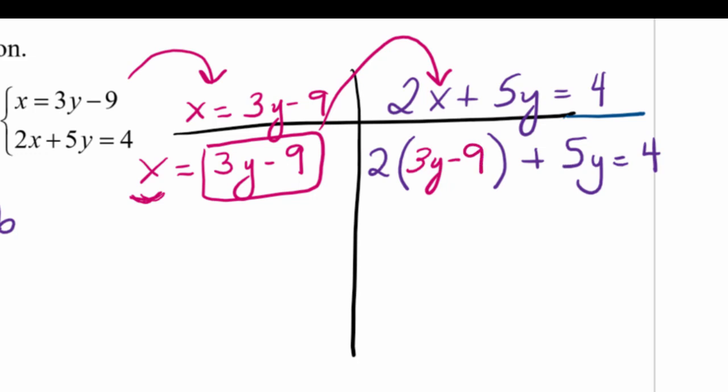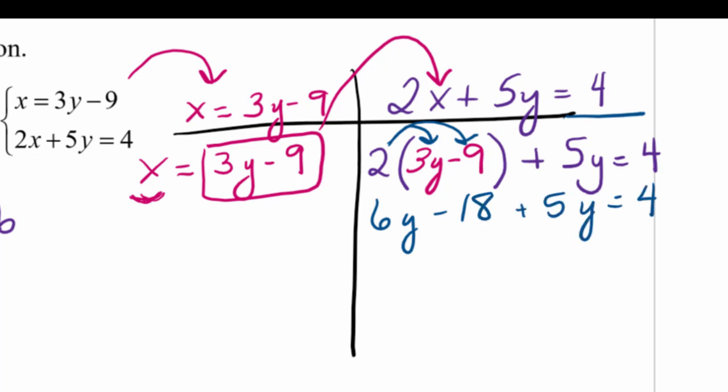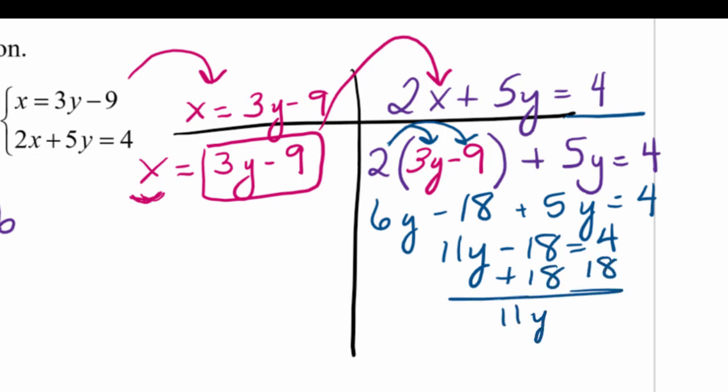All right, well, we're ready now to solve for y. So we're going to distribute. We get 6y minus 18 plus 5y equals 4. And we're going to add those like terms on the left. So 11y minus 18 equals 4. And then we're going to add 18 to both sides so that we can isolate y. So 11y equals 22. And then we're going to divide by 11. And that gives us that y equals 2.